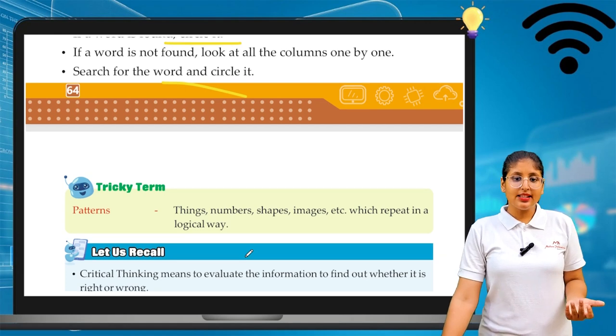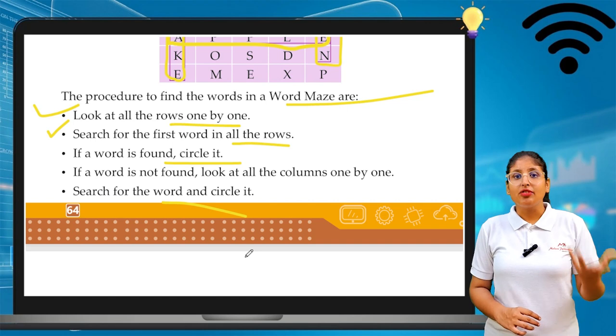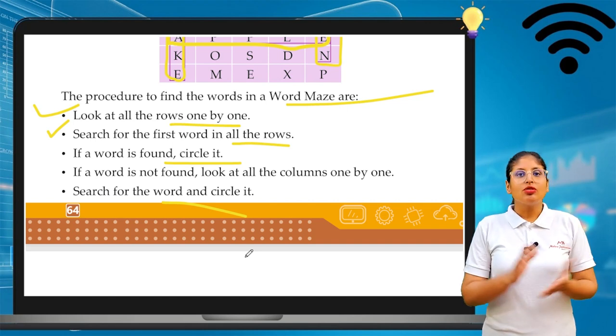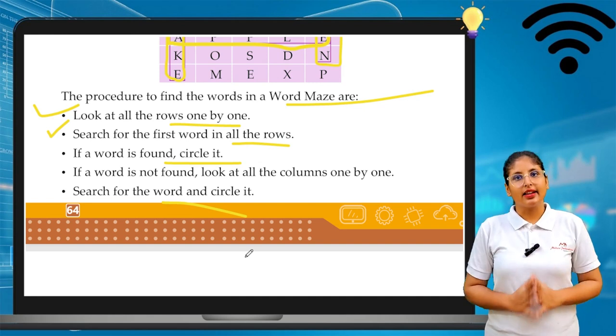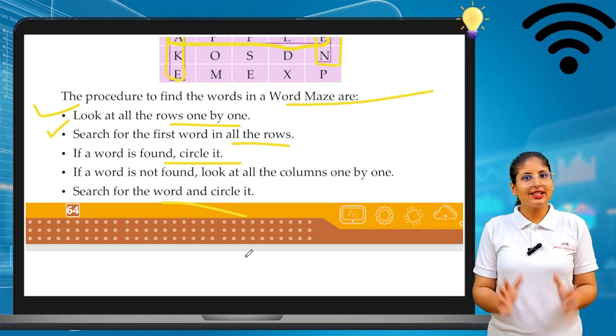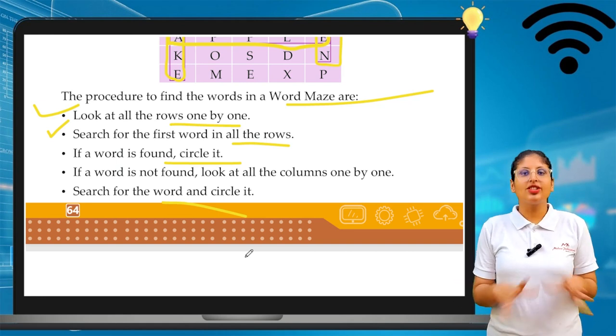These are the things that boost your critical thinking, logical thinking, and reasoning. So these chapters are based on your reasoning and critical thinking. I'm hoping this much is clear to you. This chapter is over. I'm hoping this chapter is clear to you.